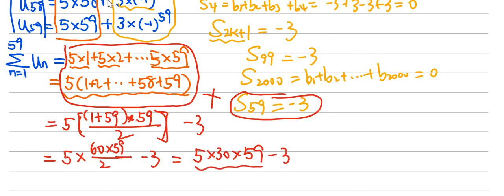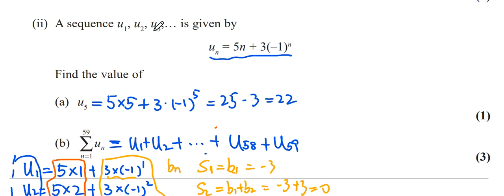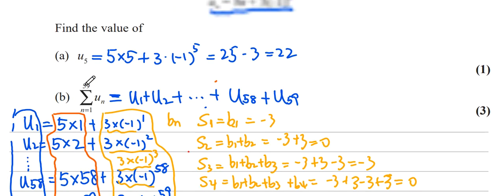In reality, you should use your calculator to do it. Definitely use that, okay? So I'm going to write it here, 59 and 150. It's going to be something like this, I guess. And it should be 8,850 minus 3. Final answer should be this. This is how we solve the second part of this question, especially B. B is a little tricky.